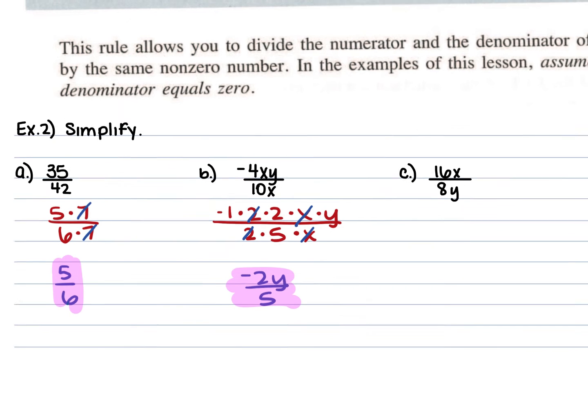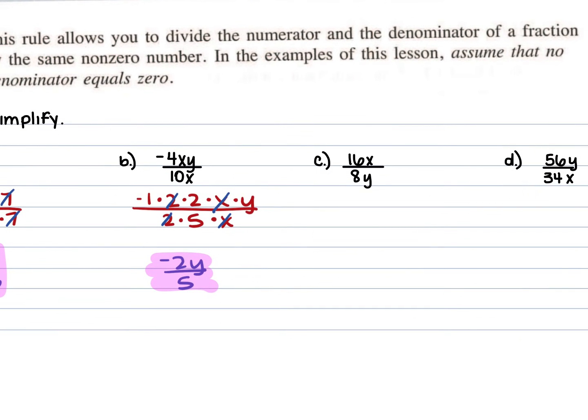For example C, we have 16x over 8y. That 16 is 2 times 8. The 8y is just 8 times y. The reason why I don't separate this any further is because I do have my like factors of 8 in the numerator and the denominator, and they would cancel out, so that way we just are left with 2x over y.